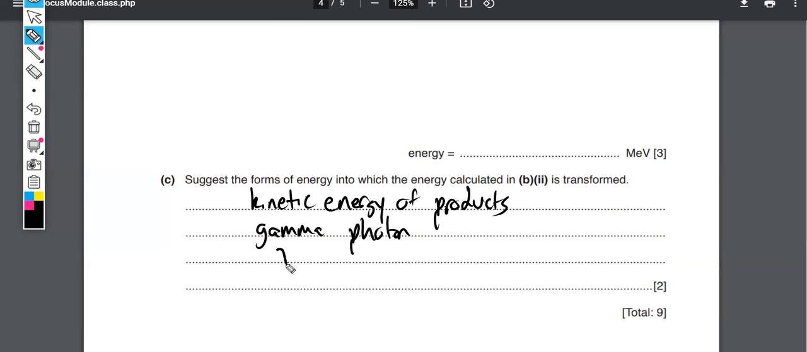So gamma looks kind of like this. So gamma photons are the other form of energy into which that energy is converted. Because again, energy is neither created nor destroyed.